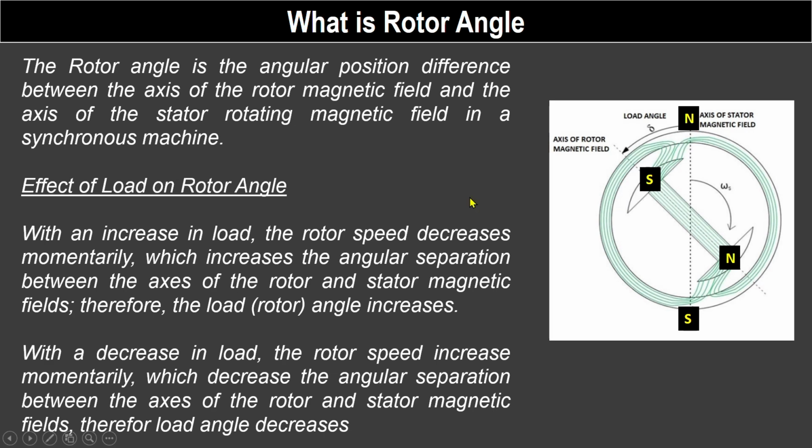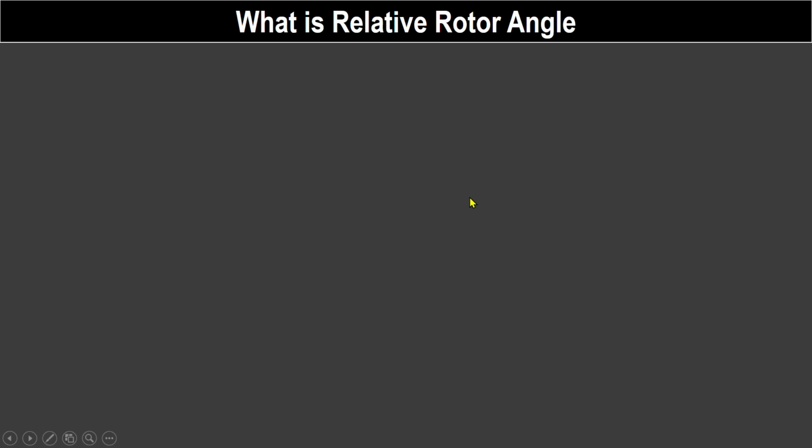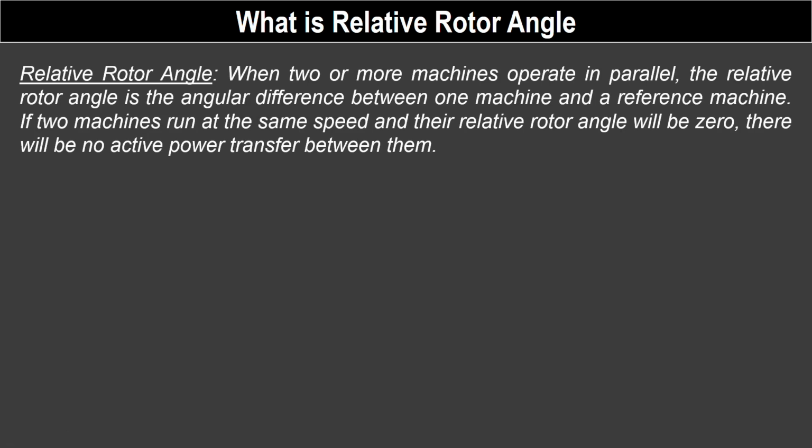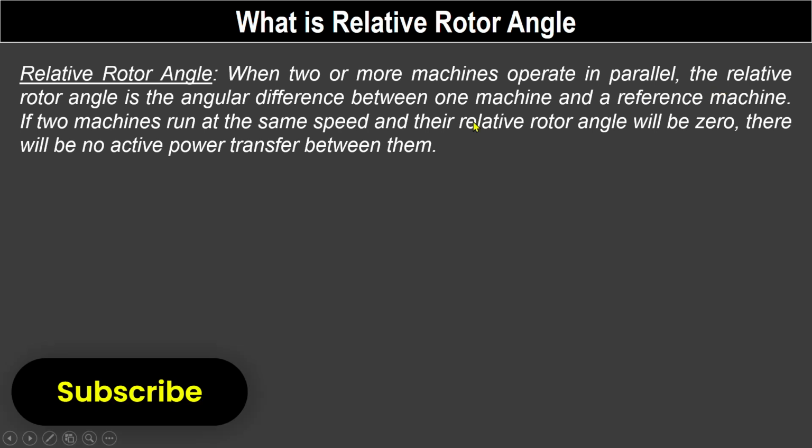Now, what is the relative load angle? When two or more machines operate in parallel, the relative rotor angle is the angular difference between one machine and a reference machine. If two machines run at the same speed, their relative rotor angle will be 0. Therefore, there will be no active power transfer between them.